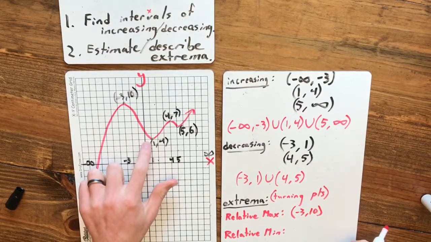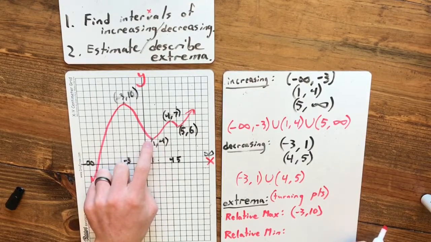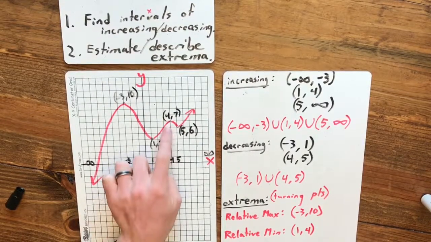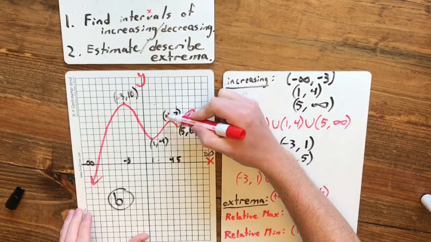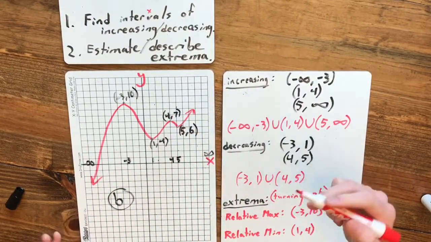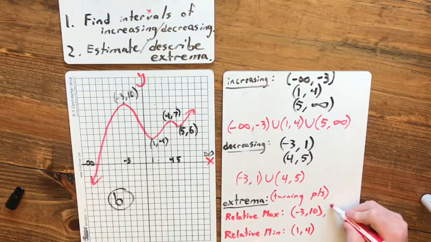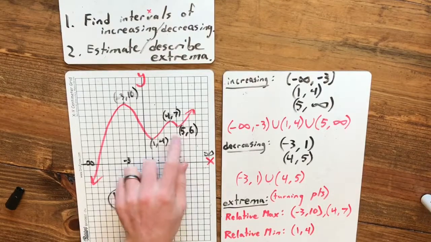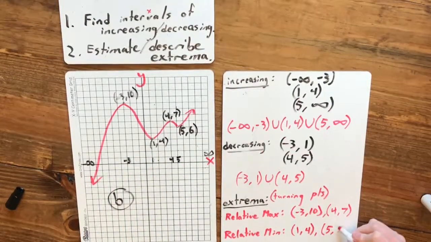It's a maximum. Down here, in this area, this change direction at a low point, that is a relative minimum at 1, 4. As we continue over here at 4, 7, in this location right here, this is the highest point in that area. So we have a relative maximum at 4, 7. And then finally, we have another relative minimum at 5, 6.